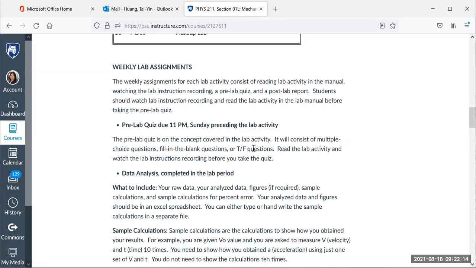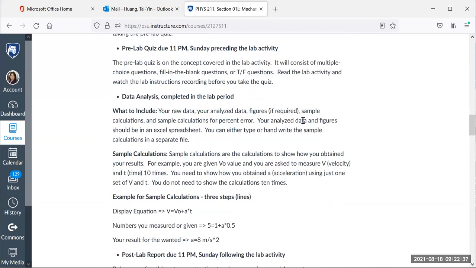So those questions will not be super difficult, but it does provide the opportunity for you to review, after you watch the recording and after you read the lab activity, whether you retain the knowledge. Okay, and then you're going to take the data in the lab.